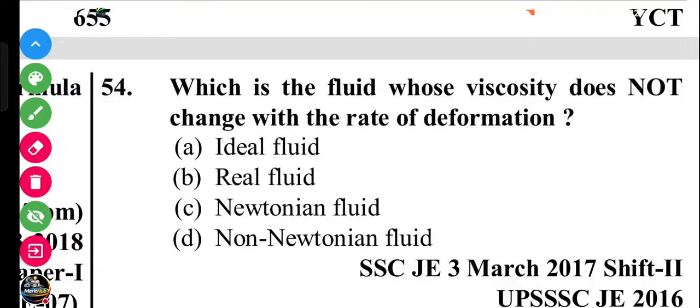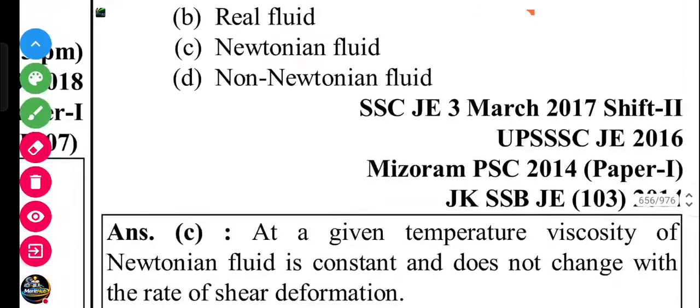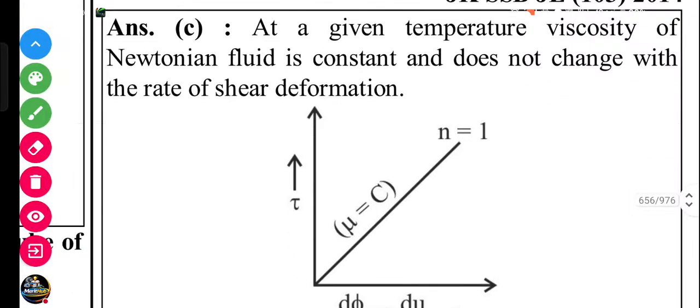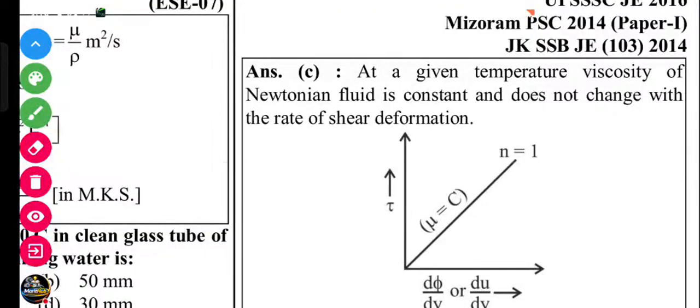In a Newtonian fluid, the shear stress is directly proportional to the rate of shear strain, d theta by dt. Sorry, Newtonian fluid, because the explanation is given here. At a given temperature, the viscosity of a Newtonian fluid is constant and does not change with the rate of shear deformation. Okay. The kinematic viscosity is also constant for the Newtonian fluid.